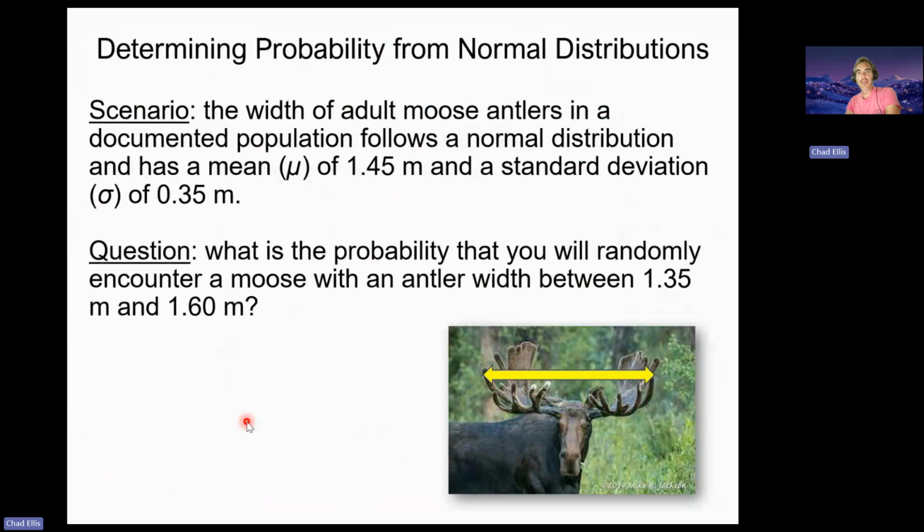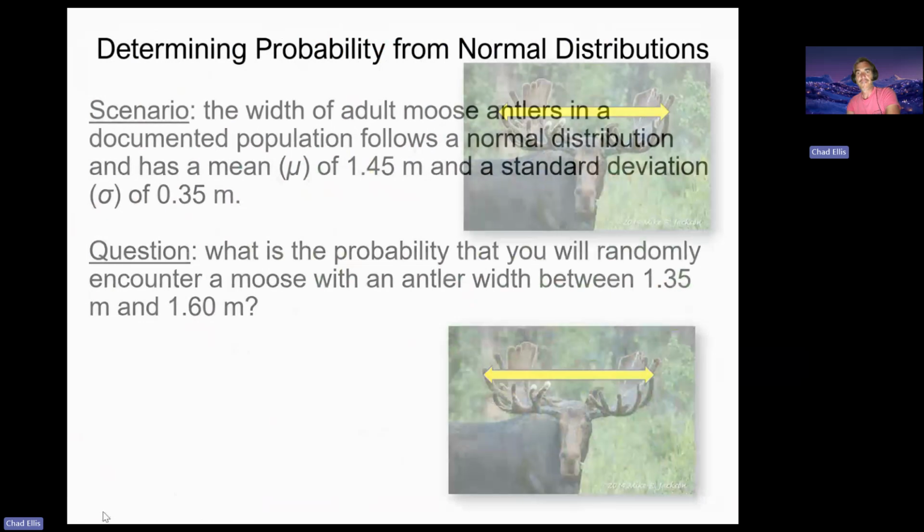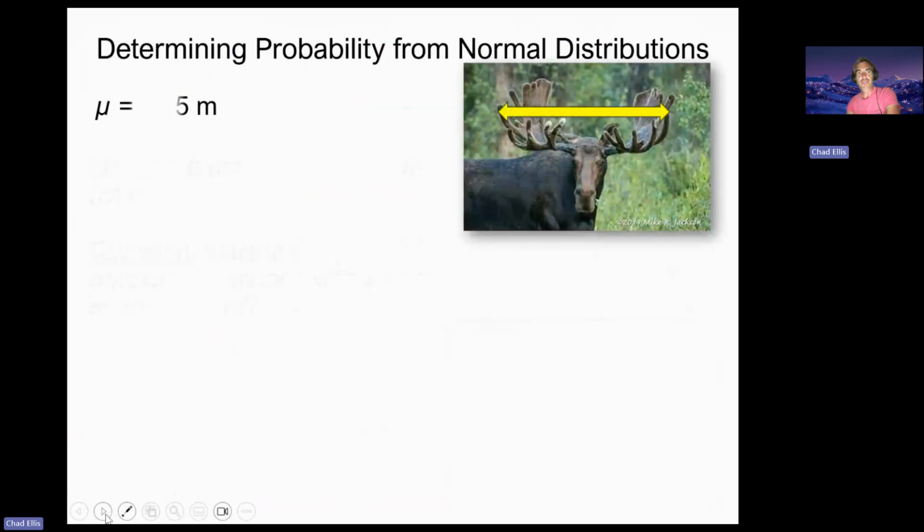So here's a question. Given that information, what is the probability that you would randomly encounter or select a moose with an antler whose width is somewhere between 1.35 and 1.60? So again, we have our basic information. We have our mean width of 1.45. We have a standard deviation of that width of 0.35 meters. So essentially what we're trying to figure out is the probability of randomly selecting a moose that has an antler with somewhere between 1.35 meters and 1.60 meters.